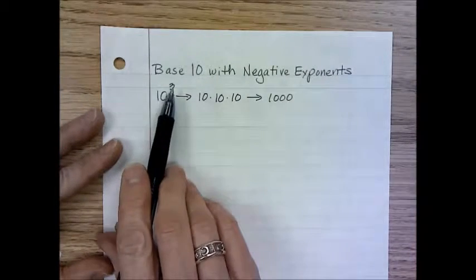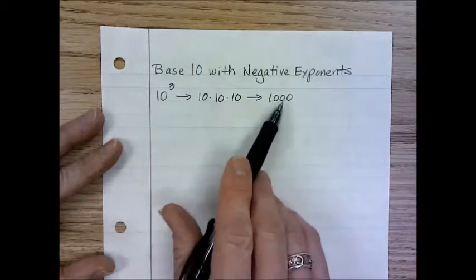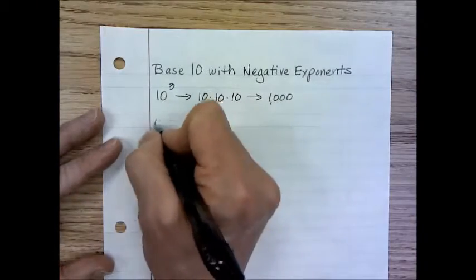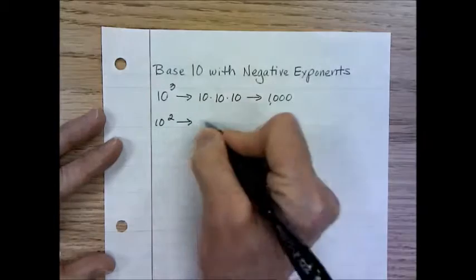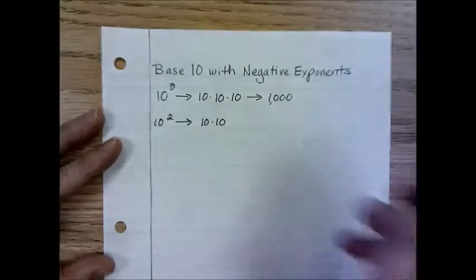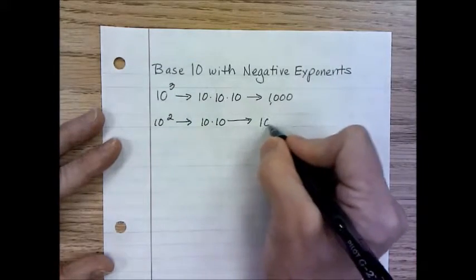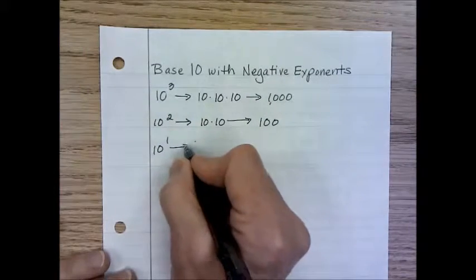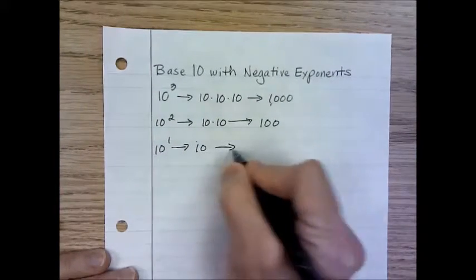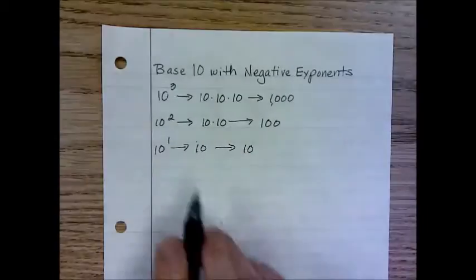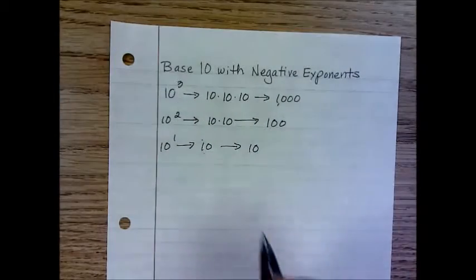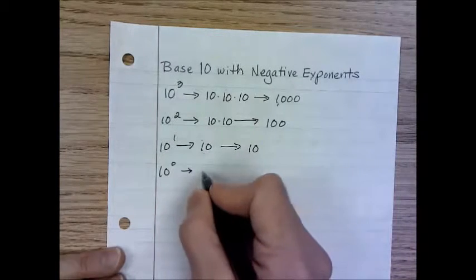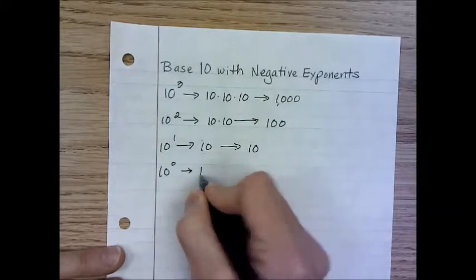And if you recall, the 3 matches the zeros here. It also matches the 3's in the number in standard form. If we have 10 squared, that means we have 10 times 10, and that is 100. If we have 10 to the first, that is just 10 in both expanded form and standard form. 10 to the 0 power, as you recall, equals 1.